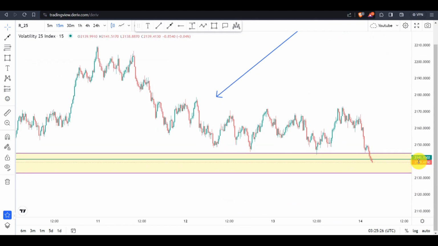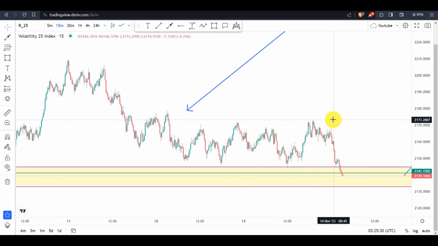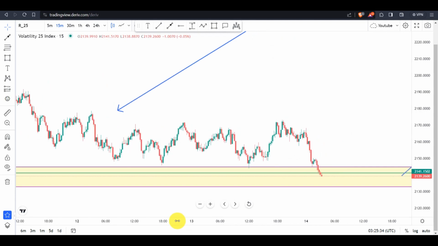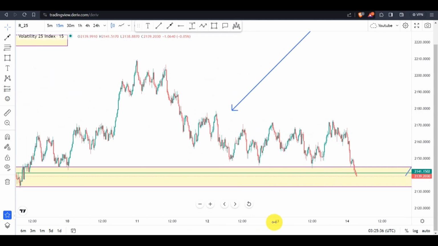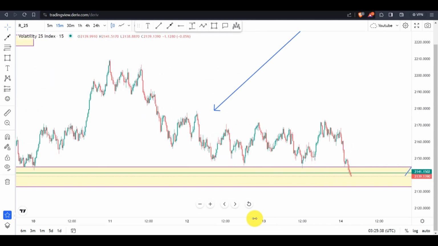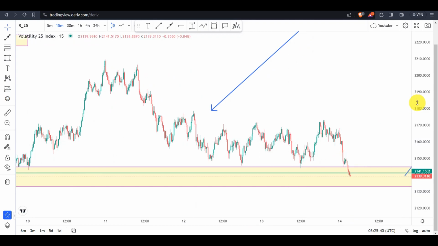So what you do is open up your charts today and observe volatility 25 index. Remember, we only trade high probability setups. We only trade market structure. If there is no market structure, close your computer and go do some other extra activities.